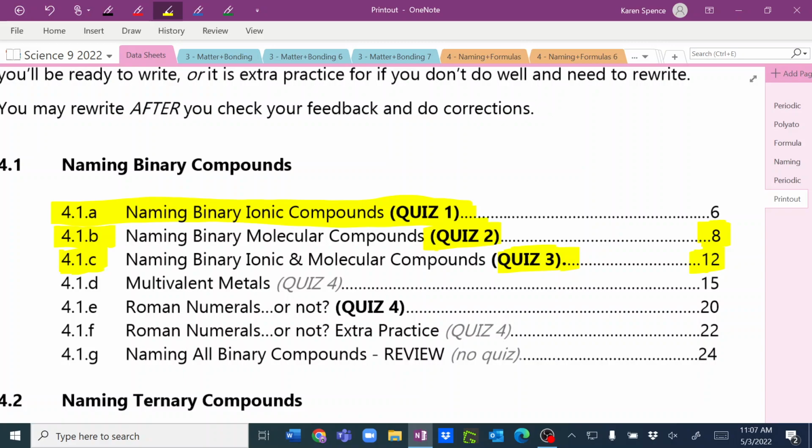Carbon. Second, carbide. Carbide. B-I-D-E. Because it's carbon. You sure can.